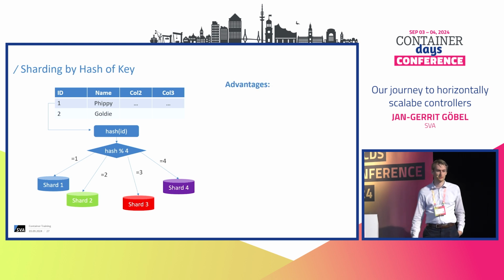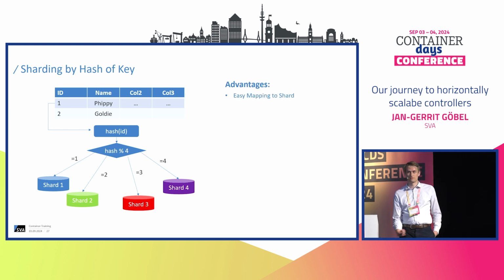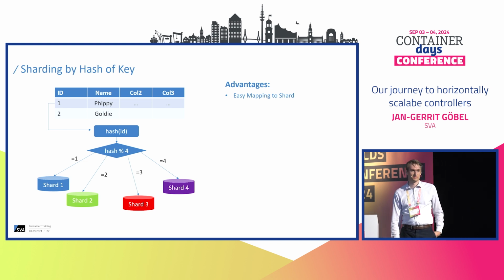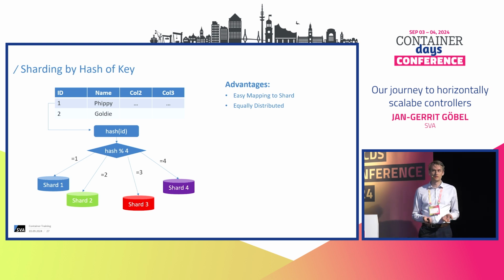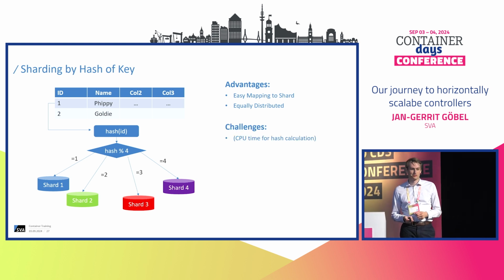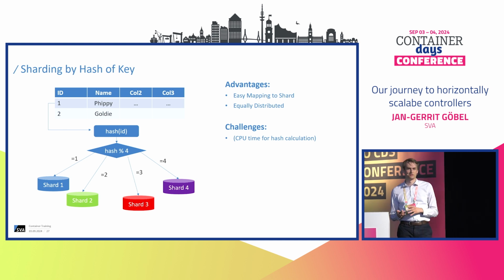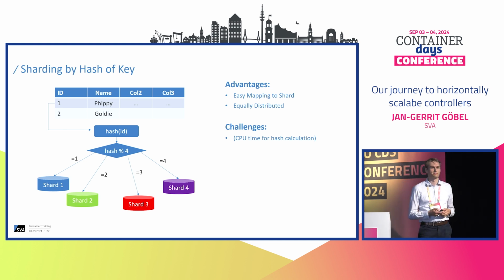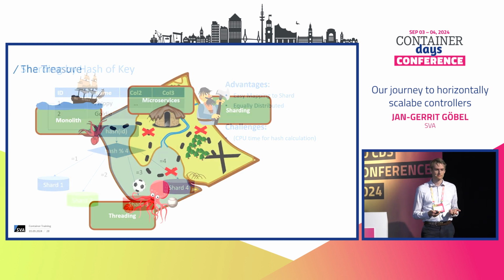This is a scalable approach. We also have easy mapping. This time it's not by ranges, but we can calculate which shard the mapping is applied to. This is equally distributed if we take a good hashing algorithm. A challenge might be CPU time for hash calculation, but it's not a hard calculation to calculate a hash.